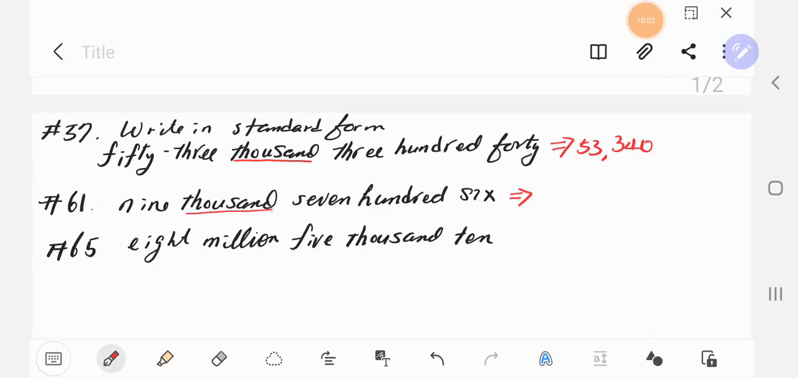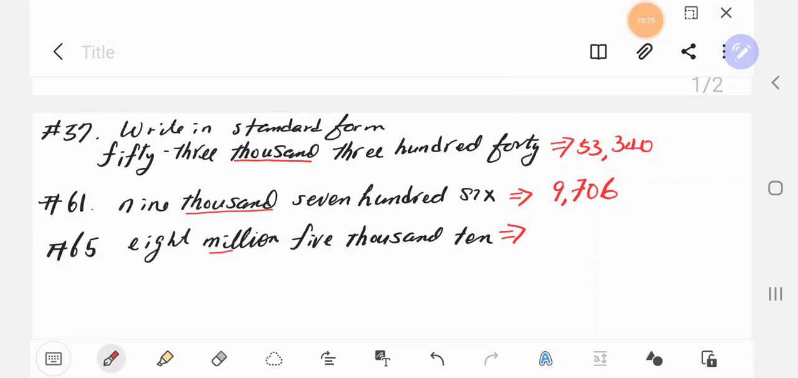9,000, so 1,000 is a place value, so write down 9, and 1,000 is replaced by comma. The 706, so this is 706. So 6 is 700, right? 706. Okay, next one, number 65.